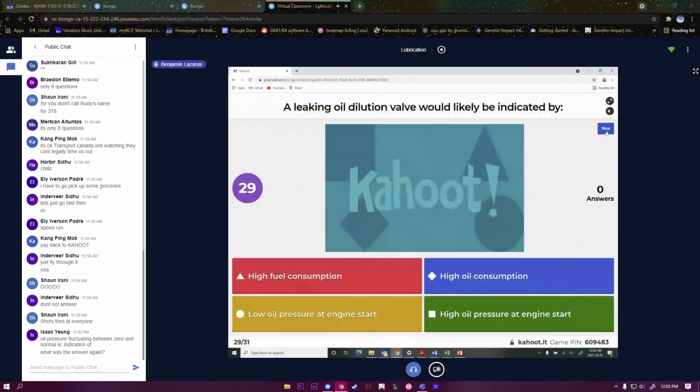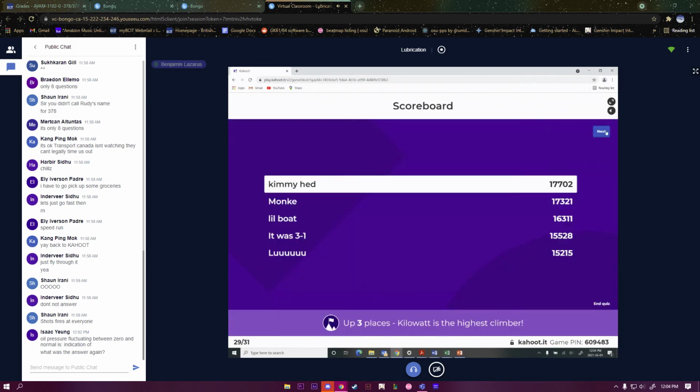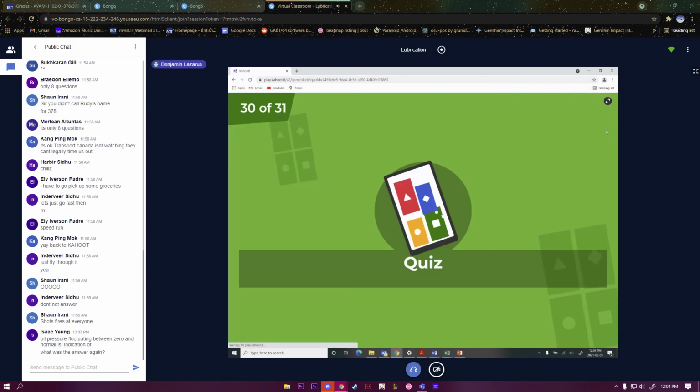Oh, this one was a... If that oil dilution valve, that's for adding gasoline to the oil. And I'm going to skip past this. You'll likely see low oil pressure at the engine start because you're going to have really thin oil. High fuel consumption, you'd never notice it. High oil consumption, well, these things basically gulp oil all the time anyway. Oops, skipped over that.